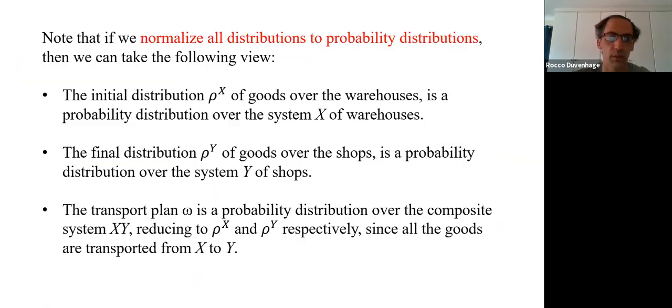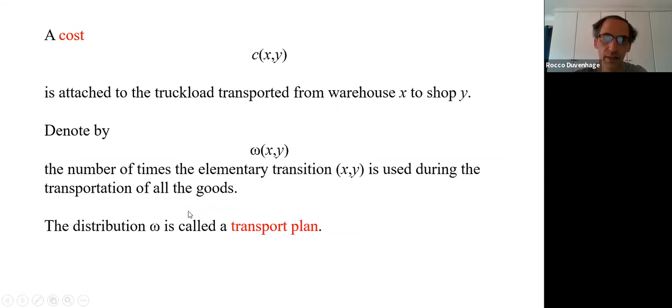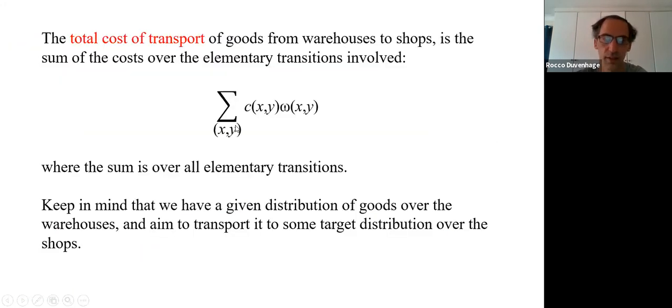And it's only in the past few decades, it seems, that people have been able to do this very successfully. And typically in the mathematical literature, what they do is they normalize the distributions to probability distributions. So you have some initial distribution of goods, let me call it rho X, over the warehouses, some distribution that I'm aiming for. So this is what I start off with. This is the target distribution of goods over the shops. And then the transport plan omega, and again, omega, just to remind you, it's the number of times each elementary transition is used. So it's the number of trucks in each case.